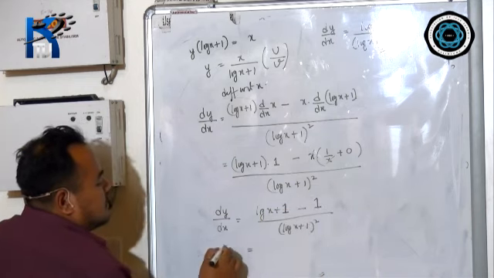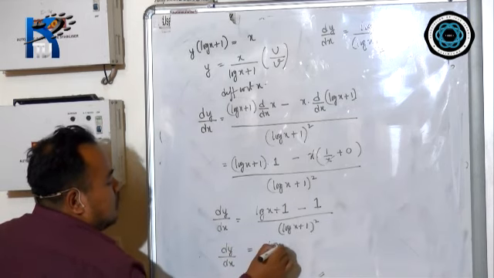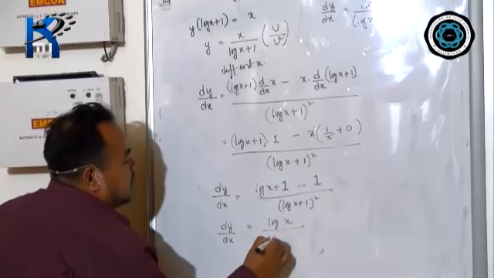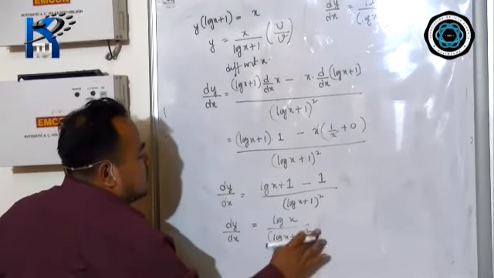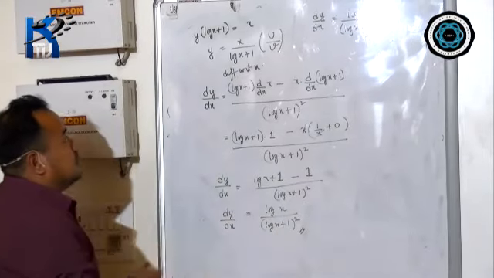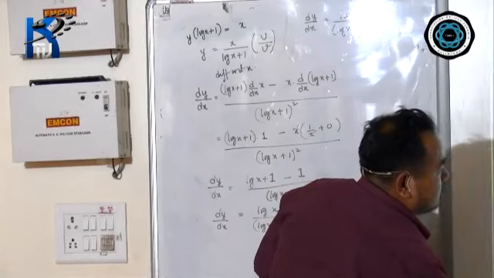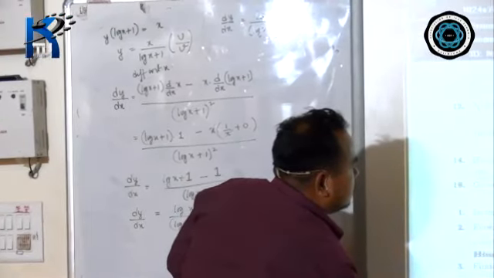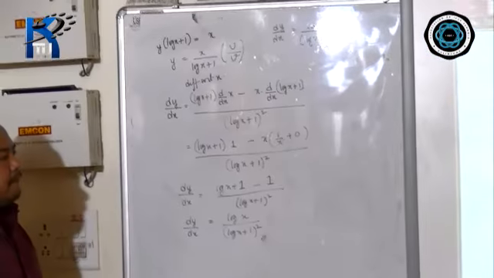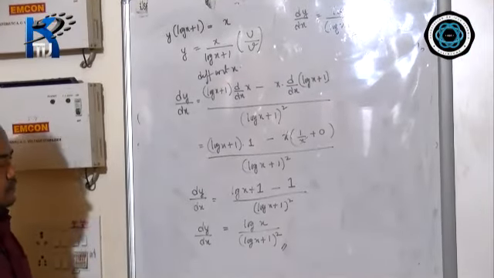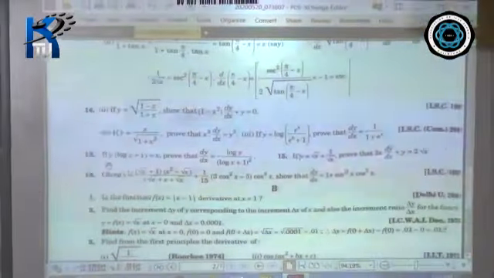So, plus 1 and minus 1 get cancelled. So, dy by dx is nothing but log x divided by log x plus 1 whole square. So, this is what you had to prove. So, this is question number 14. So, just go through the solution. Now, I got one more question from this exercise.